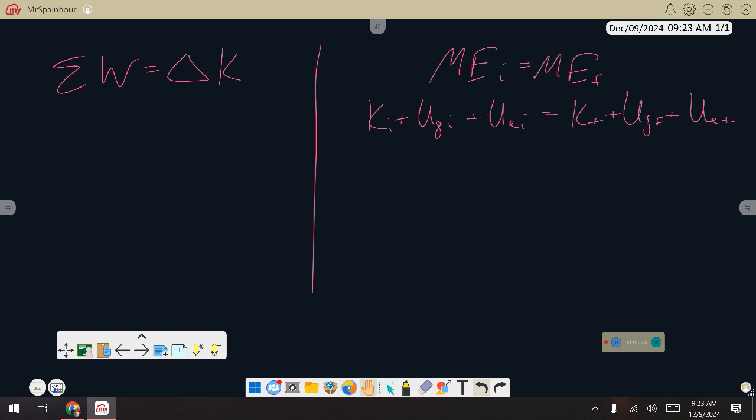How do I know whether to use the right one or the left one? Well, the left one, as we discussed, is based on work, and I can put any work of any possible force in it. But we said over here that conservation of mechanical energy is actually not a legitimate law. What is the law?